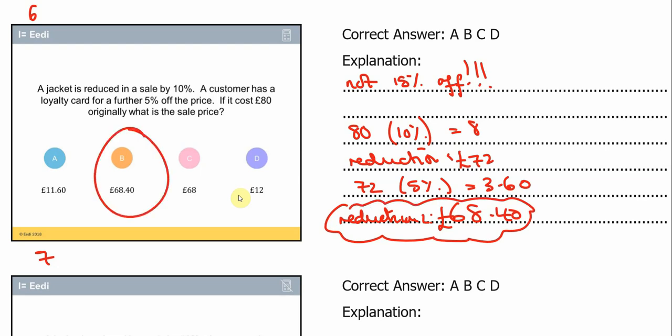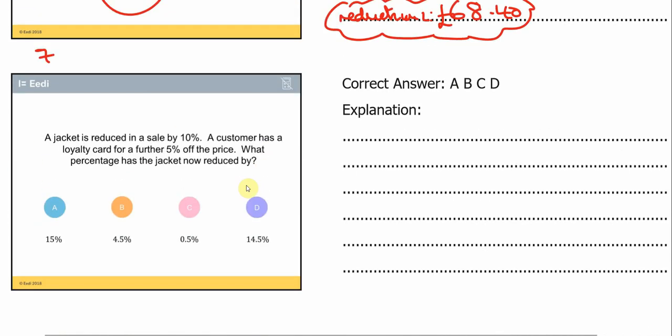There we go. If we just took 15% off, we would have got £68. So you can see it's a different value, and actually they've included that there to make sure you don't trip up at that. But you've just got to do each one separately. You can't combine them, because we're taking 5% off a new value, not off £80.